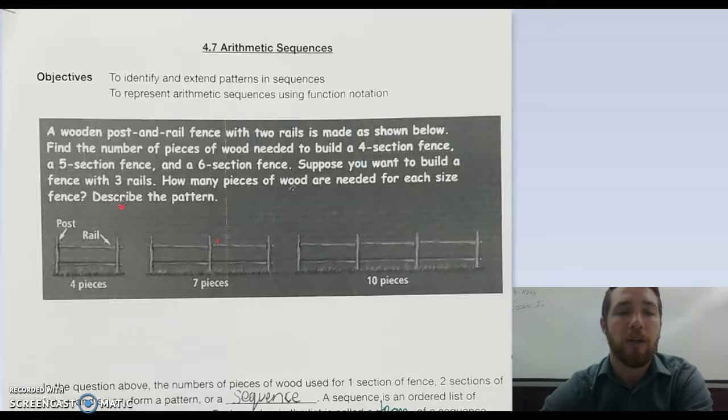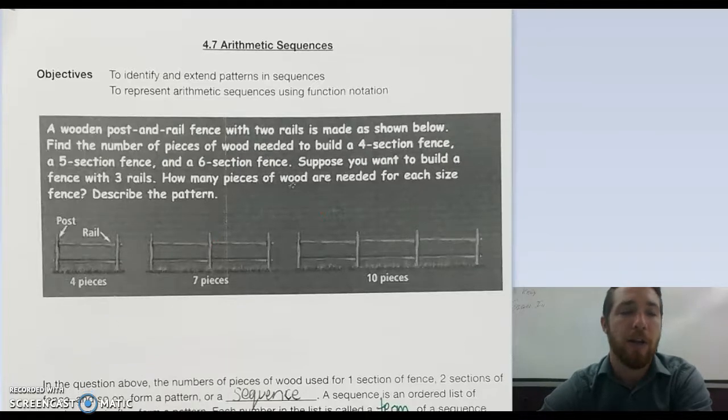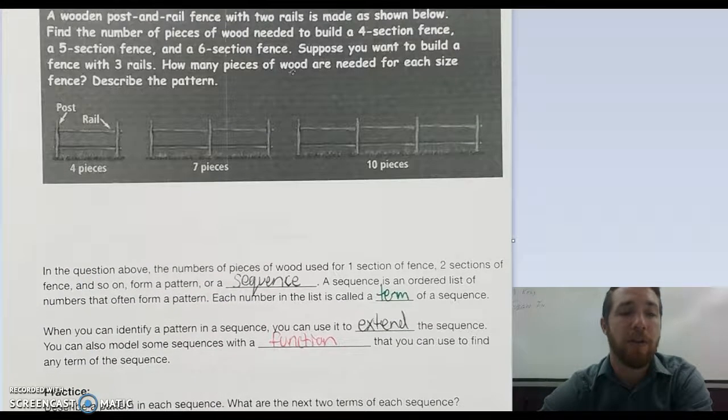So the first question there is kind of an example that you can look through to get the idea of what arithmetic sequences are. But eventually, if I solve a question like the one that was given, the numbers of pieces of wood used for one section of fence, two sections of fences, and so on form a pattern or a sequence. So if I keep adding fences to that, I could see that there's some sort of pattern that happens with our pieces of wood. So a sequence is an ordered list of numbers that often form a pattern, and each number in the list is going to be a term of that sequence. So every number that's a part of that sequence is a term.